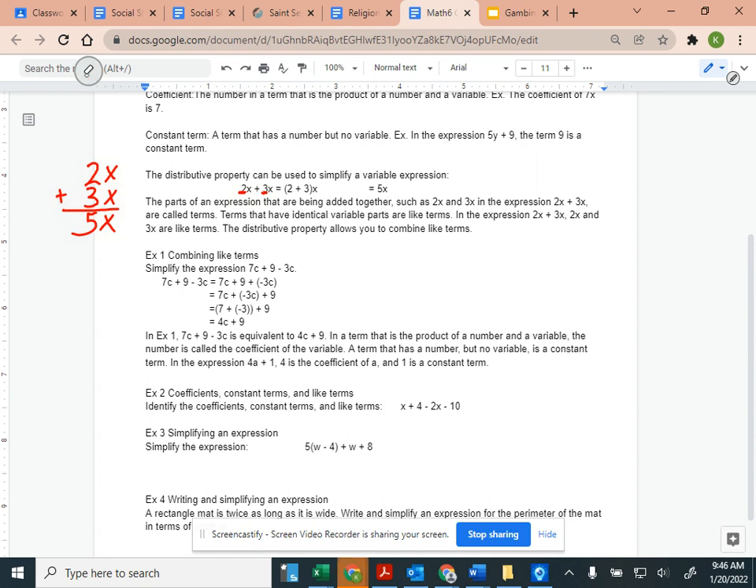What you're doing is you're using that distributive property. You're taking that x out. 2x plus 3x, you're taking the x out, putting it on the outside, and doing the math on the inside. 2 plus 3. We know 2 plus 3 is 5. And you put that x on it because it's 5 times x.